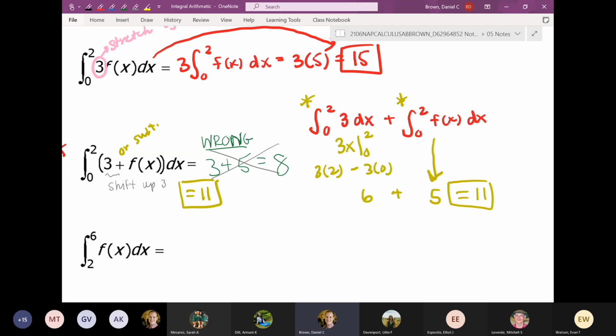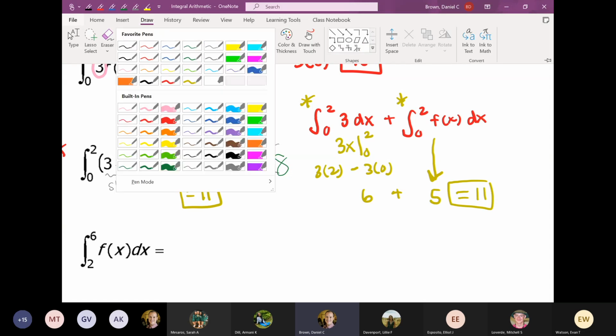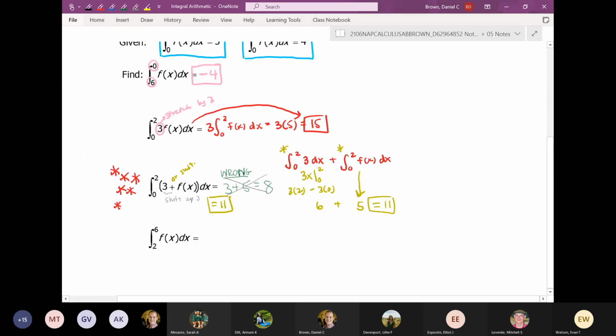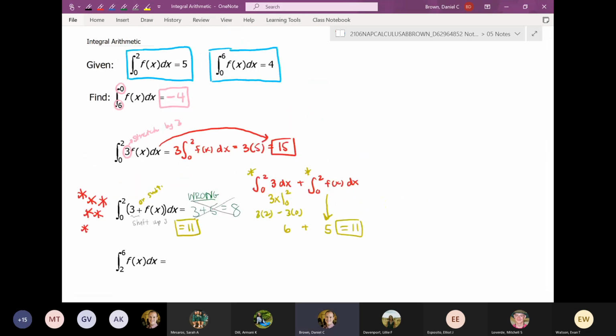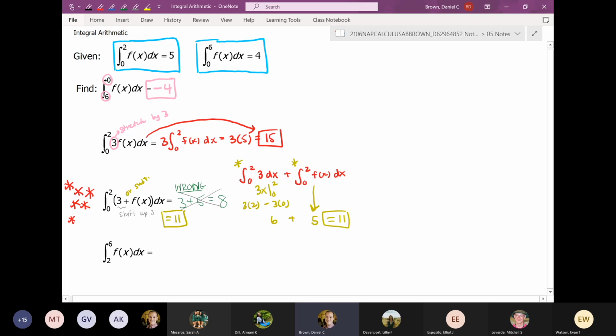And then the last one we have, again, many students can kind of figure this one out a little bit logically. I'm going to zoom out so the font's going to get a little bit small. But we were provided with the integral from 0 to 2, and we were also provided with the integral from 0 to 6. The question is asking us to find the integral from 2 to 6. Most of us could probably figure that out in our heads.